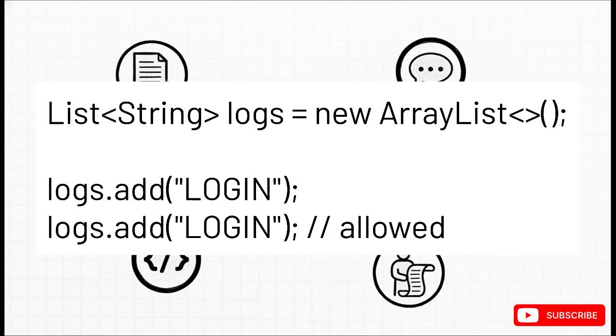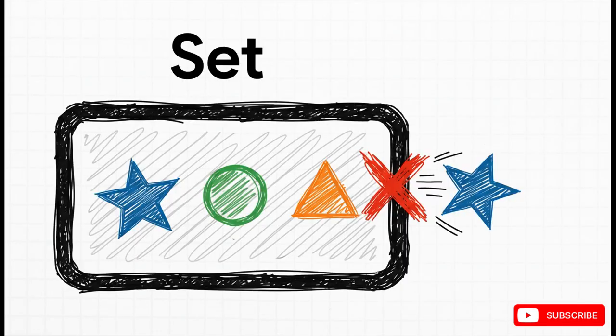Think about a user's activity feed or a stream of application logs. The sequence is everything, right? You have to know what happened first, second, and third. Those are perfect use cases for a list. Next up is the set.